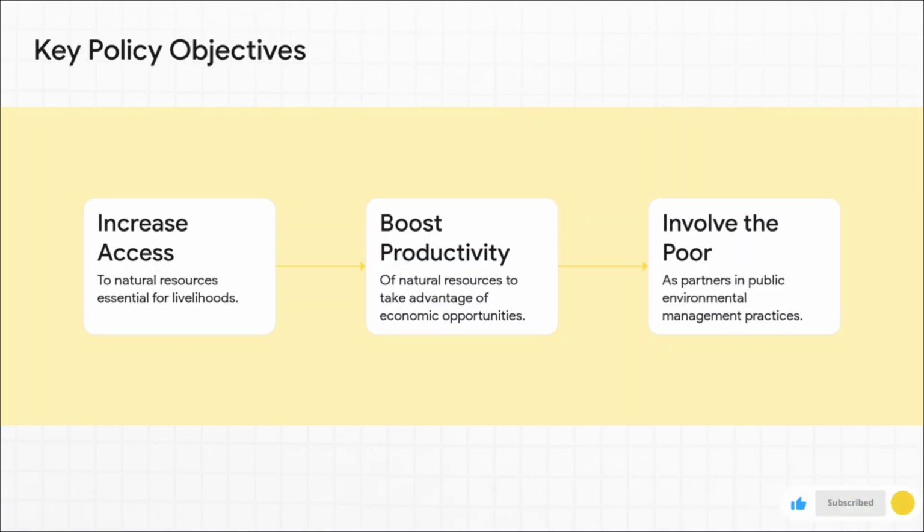And this slide right here, this is pure exam gold. If you get a question asking about policy solutions, these three objectives are your magic words. The goal is to increase the poor's access to resources, help them improve the productivity of those resources, and, this is critical, ensure their direct involvement in managing them. Access, productivity, involvement. Remember that.